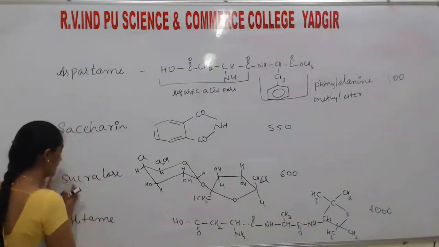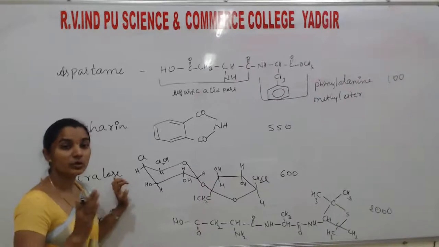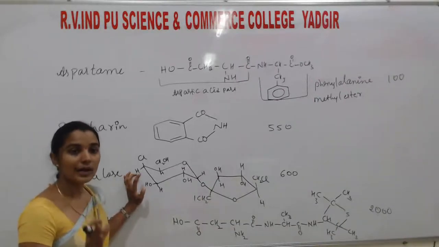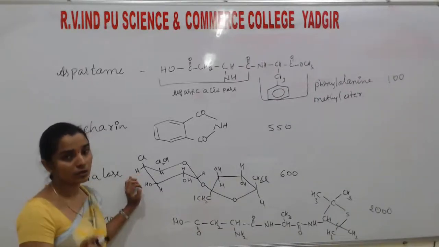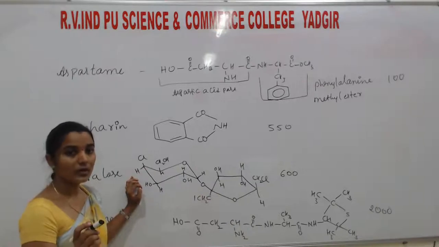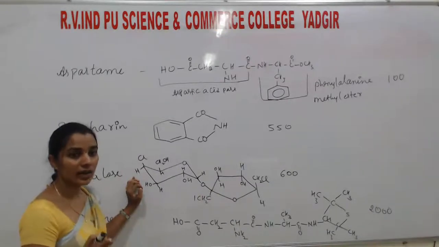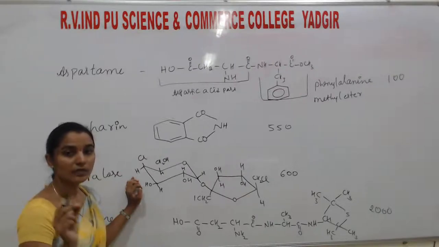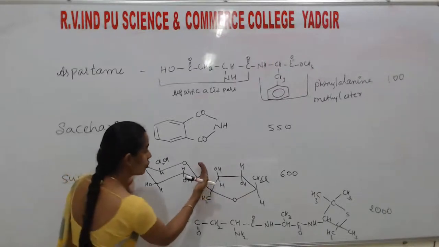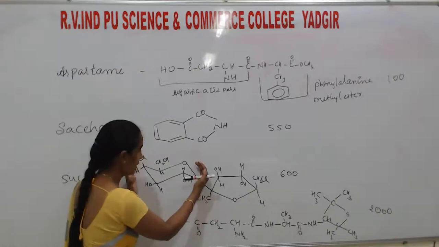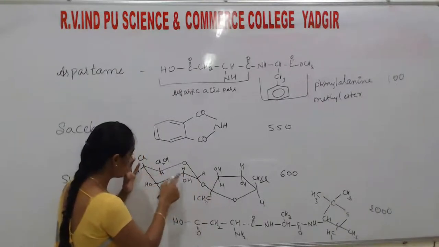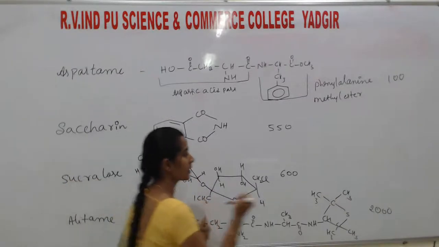So in the sugar, first, I will give the example of this sucralose. You know, sucrose is a molecule made up of fructose and glucose. In the biomolecules we studied, sucrose is a disaccharide made up of glucose and fructose. Here, this is a glucose part. Listen, 1, 2, 3, 4, 5, 6 carbon atoms are there. It is like this.